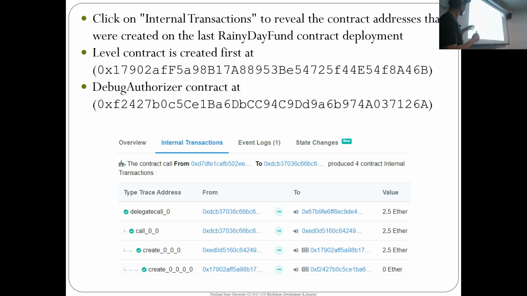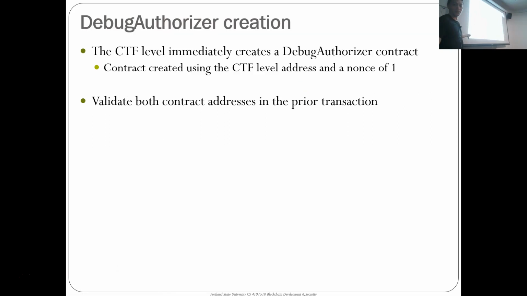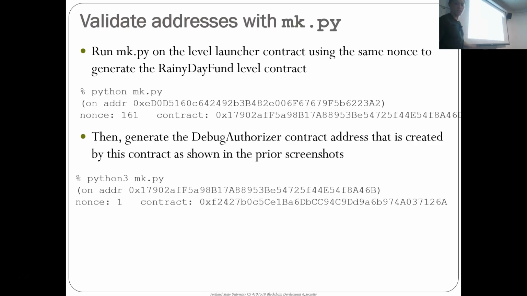And so what you want to do is predict, to generate this address and this address using mk.py. So that's what I want to show you next. Okay, so the CTF level, if you saw those initial transactions, is doing this. And so you want to validate all of these contract addresses ahead of time.